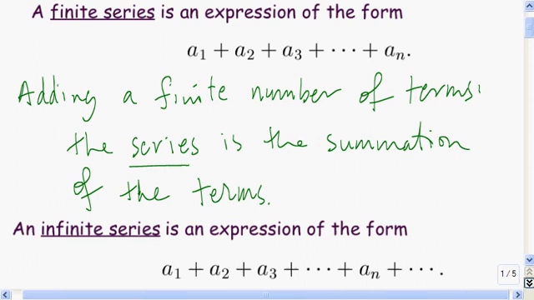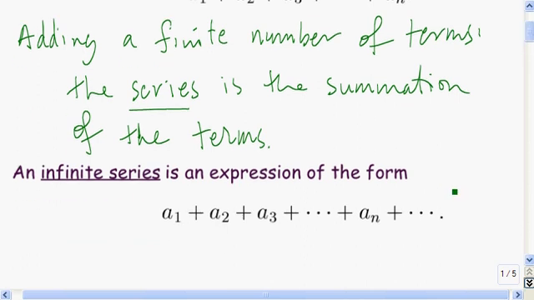The series itself is the summation of the terms that you have listed. An infinite series is one in which you have an infinite number of terms. There's no stopping point. It goes on and on and on. Those are a lot more complicated, and the general study of those is left to calculus. But we'll get to see some special ones in class. In this video, I'm only going to talk about finite series.